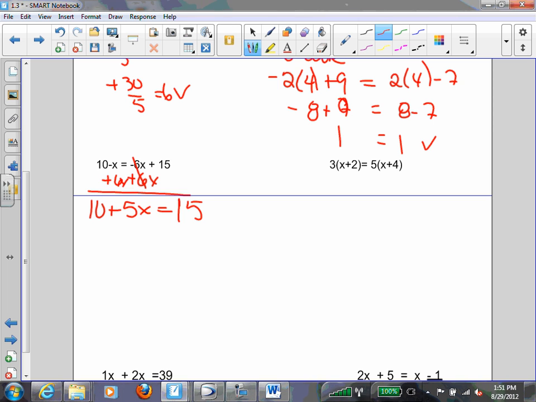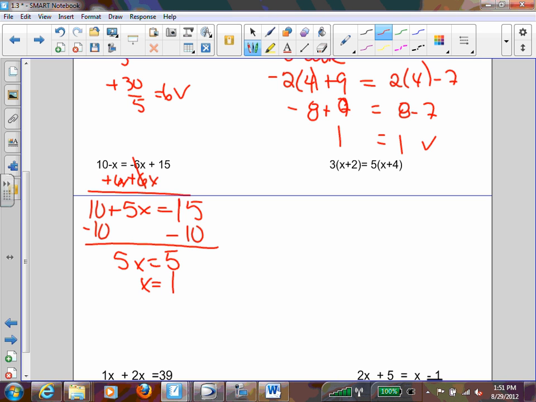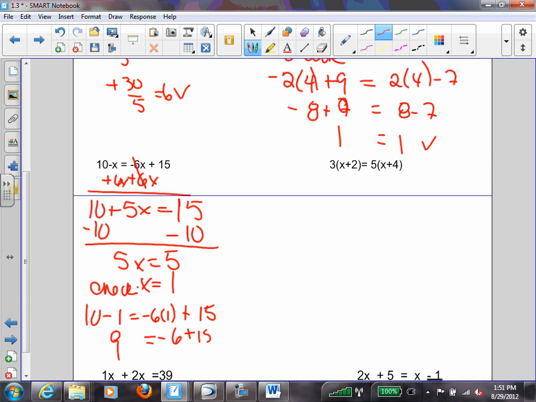Not yet. Division is like one of the last things you do. Subtract the 10, right? And so 5x is equal to 5, so that means x is, and so now we check. We'll say 10 minus 1, does that equal negative 6 times 1 plus 15? Well, that's 9. This is negative 6 plus 15, which is also, woohoo, it checks.